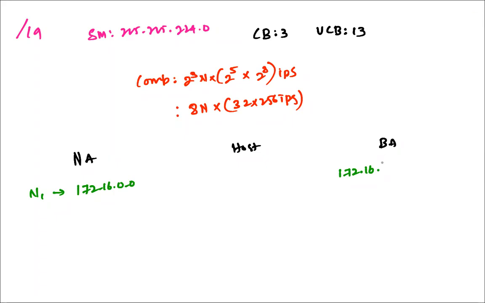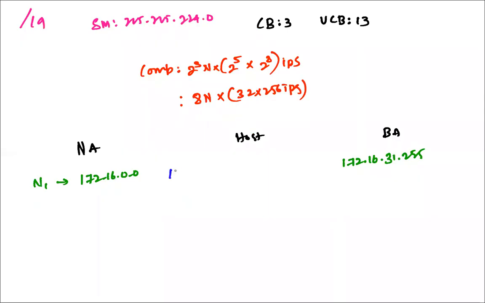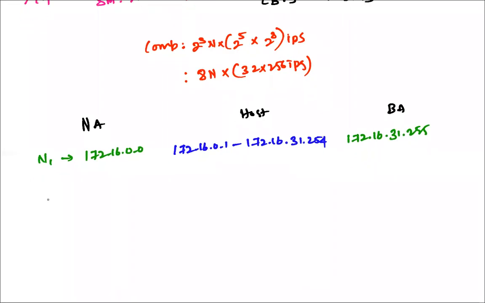So we're going to have 31.255. Very good. That's because you're going to have 32 IPs, which means 31.255. Now, host, you want me to write? Maybe I'll write for the first one: 172.16.0.1. From there, it's going to be 172.16.31.254.